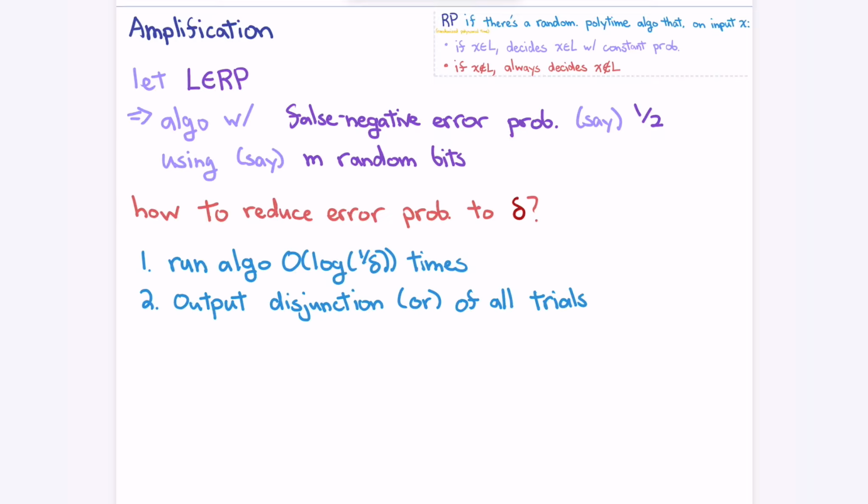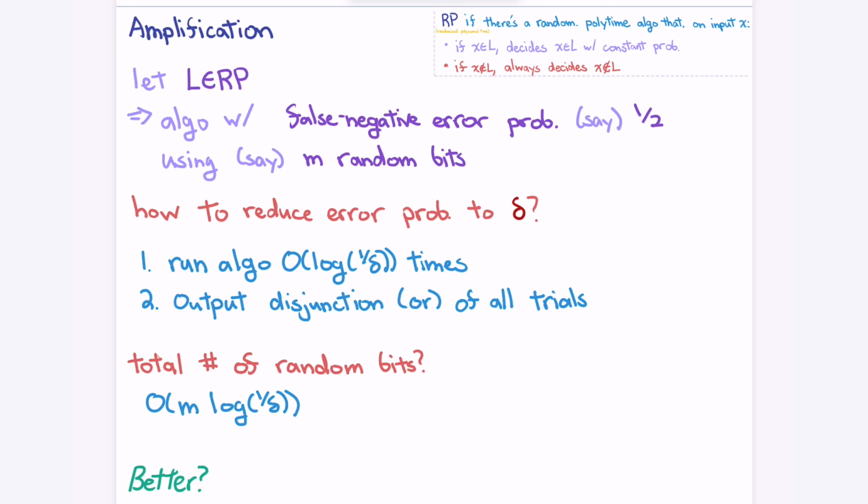Because it's one-sided error. It's more like Count-Min from the first lecture. Okay, so what's the total number of random bits you would use? The algorithm normally requires m random bits. Yeah, it just multiplies, right? Okay, the question is, can you do better?